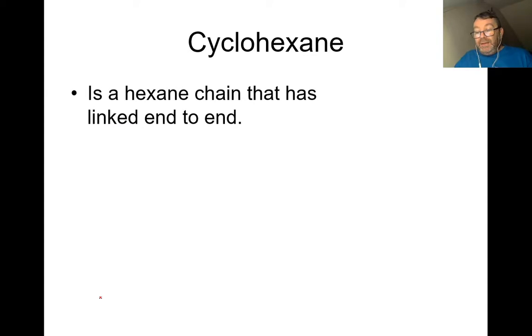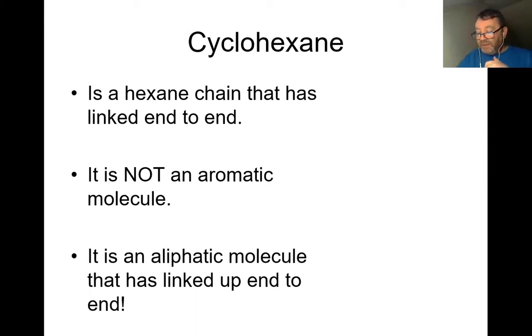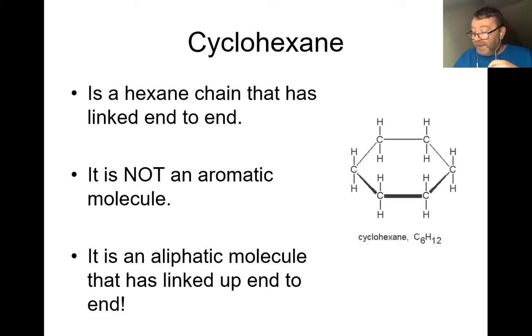Okay, so cyclohexane is a hexane chain that has been linked end to end. So as I told you already, you remove the 2 terminal hydrogens and then you connect the terminal carbons to one another and a hexagon forms, but it's not benzene, it's cyclohexane, and it's still, as we said already, an aliphatic compound. It is not an aromatic compound. It's an aliphatic molecule that is simply linked up end to end. And that's a better representation of cyclohexane there.